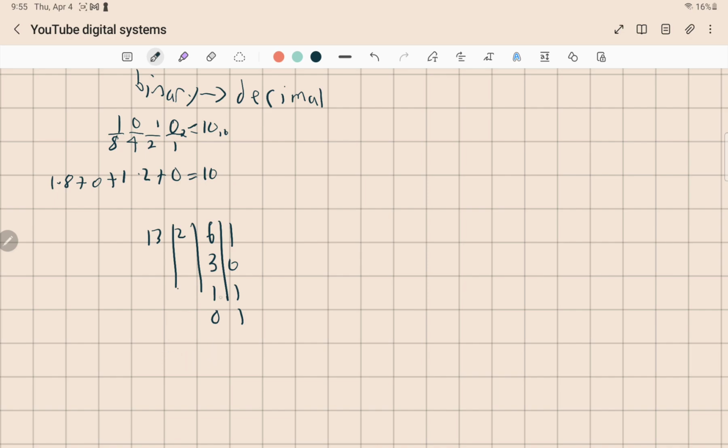Actually, no, I made a mistake. This is the most significant one. The MSB stands for most significant bit, and it just means the farthest to the left one. This is the LSB, so it's the least significant bit, so it's furthest to the right. So the answer is 1101 equals 13 base 10, and this is in base 2. Okay?